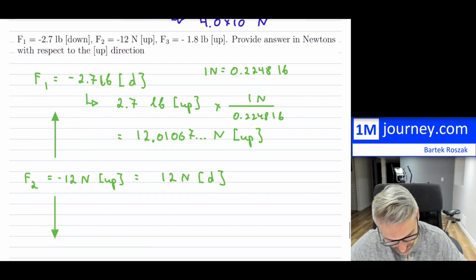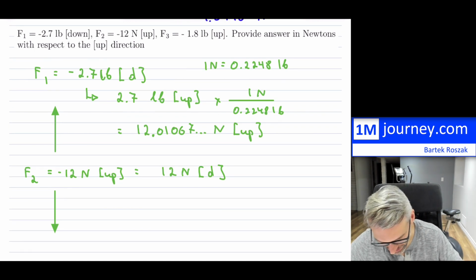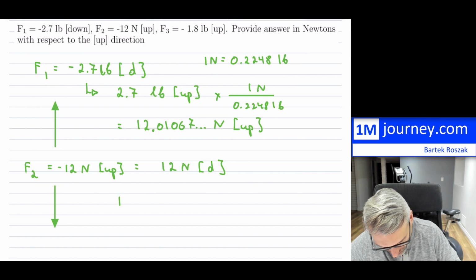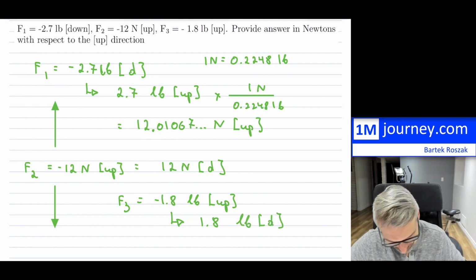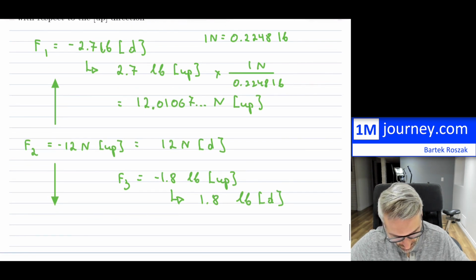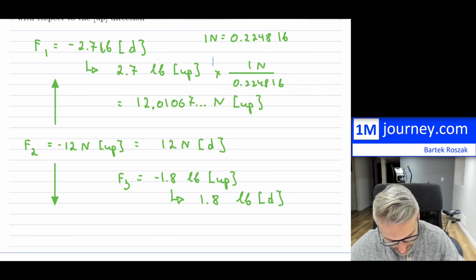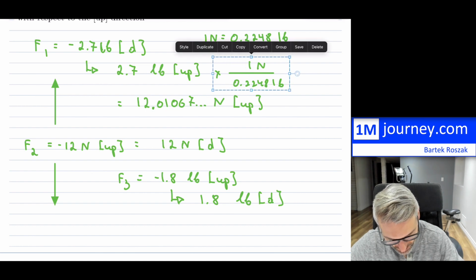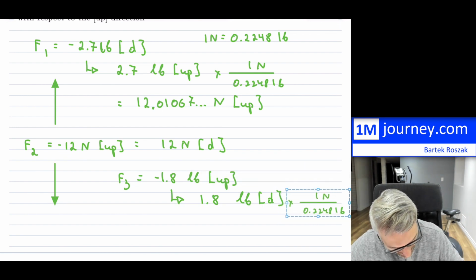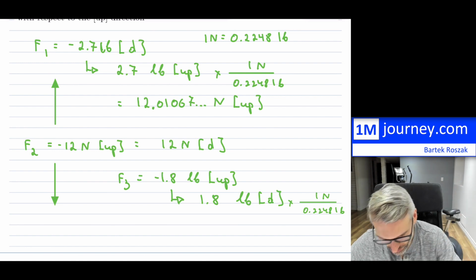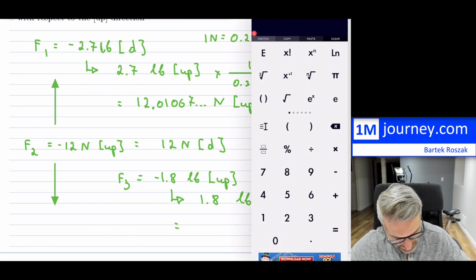And then the last one, unfortunately it's in pounds. So that's F3, and maybe I'll do it over here. F3 equals negative 1.8 pounds. This is up as well, so that means this is the same thing as saying 1.8 pounds down. This is another one which is going to be down, and you do the same thing. If you wanted to change it, you can multiply by this. I don't know if that's going to fit in there. Let me just squeeze it in down. There you go.